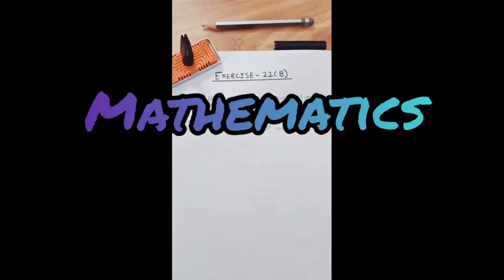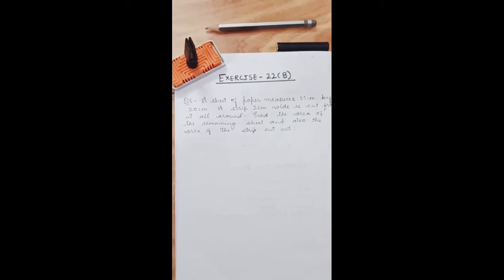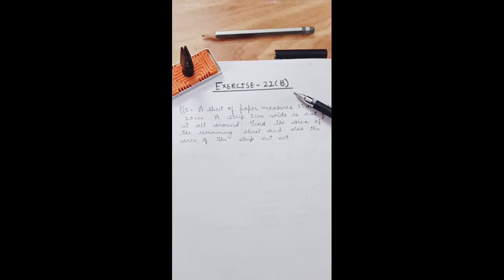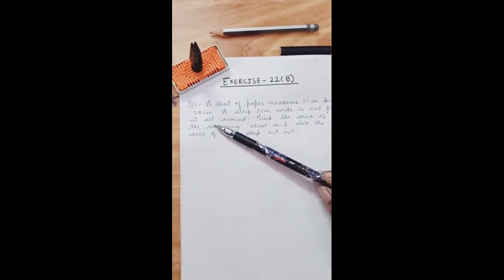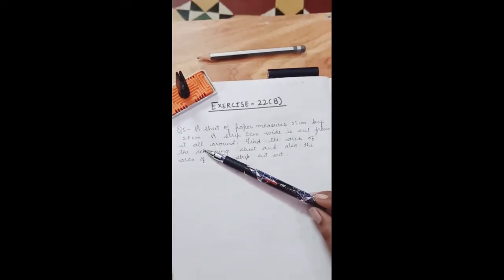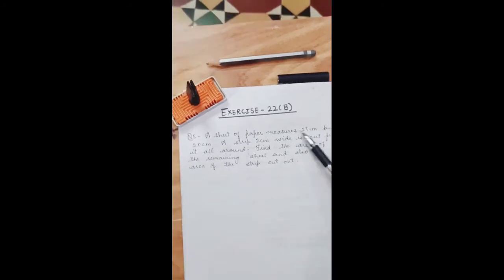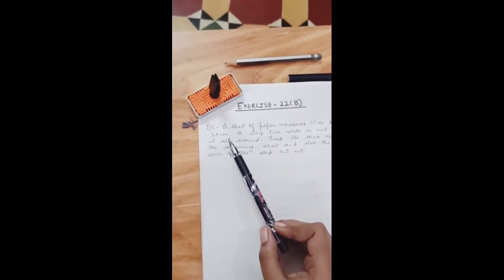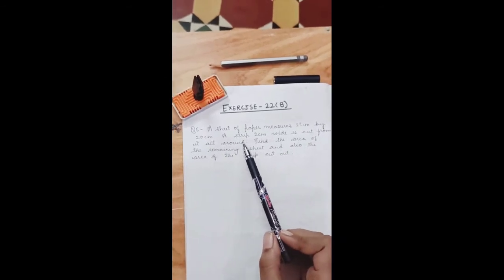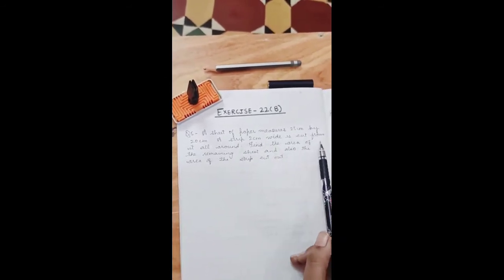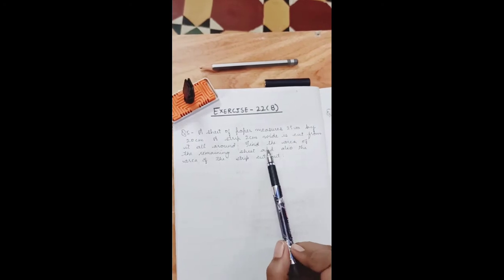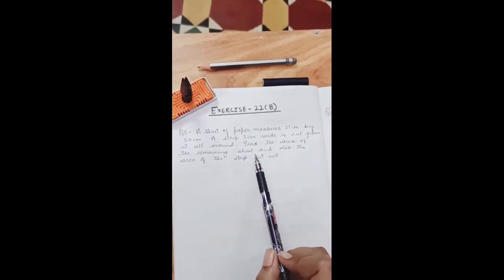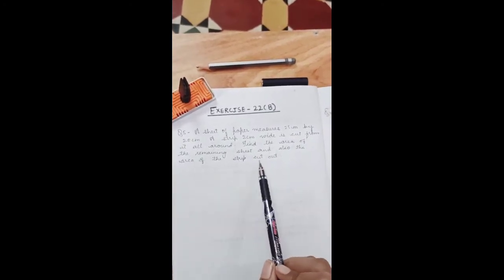Today I am going to start new exercise 22B. This is question number 5. A sheet of paper measures 25 centimeter by 20 centimeter. A strip 2 cm wide is cut from it all around. Find the area of the remaining sheet and also the area of the strip cut out.